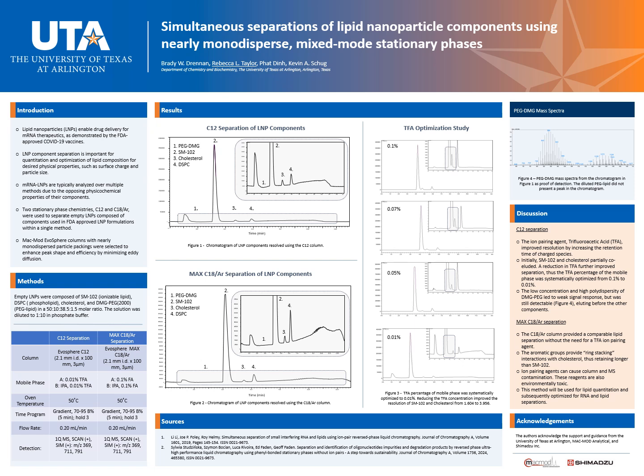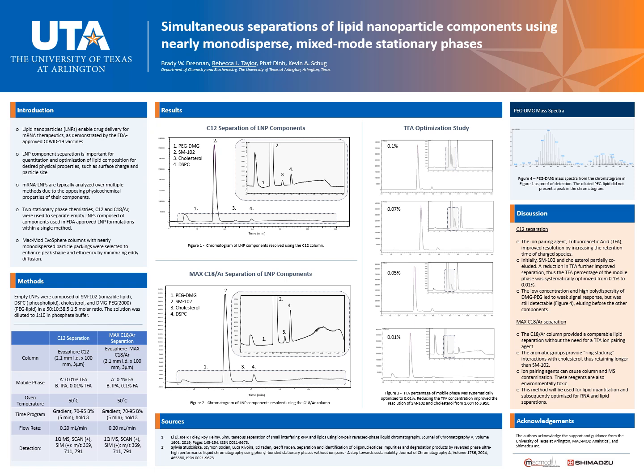For the methods, the LNPs in the experiment were composed of SM102, an ionizable lipid, DSPC, a phospholipid, cholesterol, and DMG-PEG, a PEG lipid, in a 50-10-38.5-1.5 molar ratio. The solution was diluted to a tenth in a phosphate buffer.